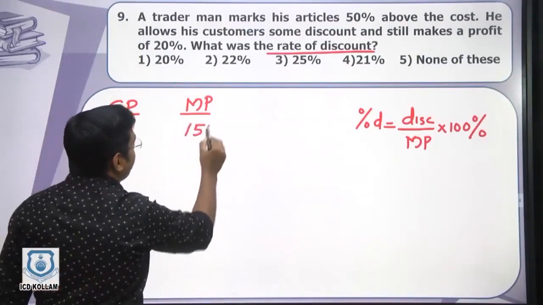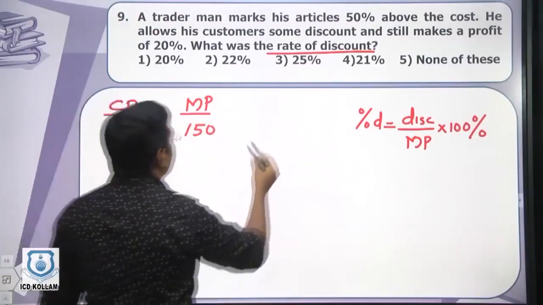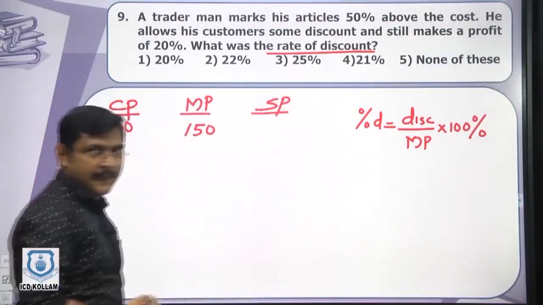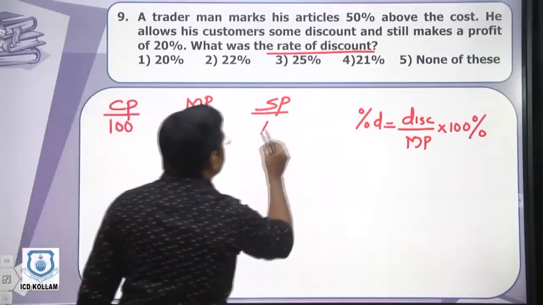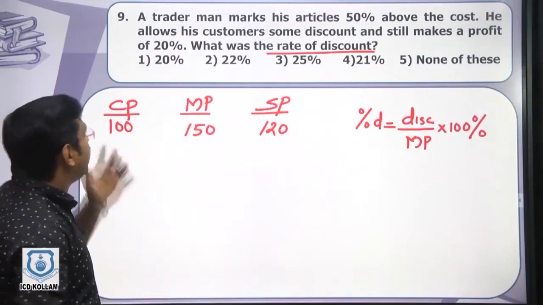So we will get 150 after that, and still makes a profit of 20%. That means on selling the product he will get 20% profit. That's the meaning, right? So with the 20% profit, if the CP is 100, then for sure the selling price will be 120. Correct? After that, we need to find the rate.